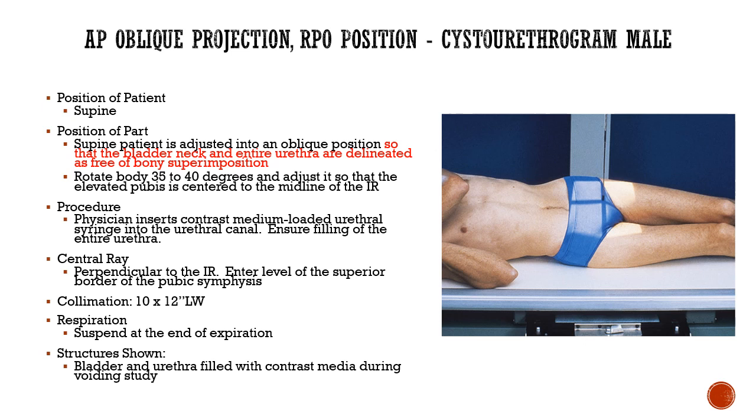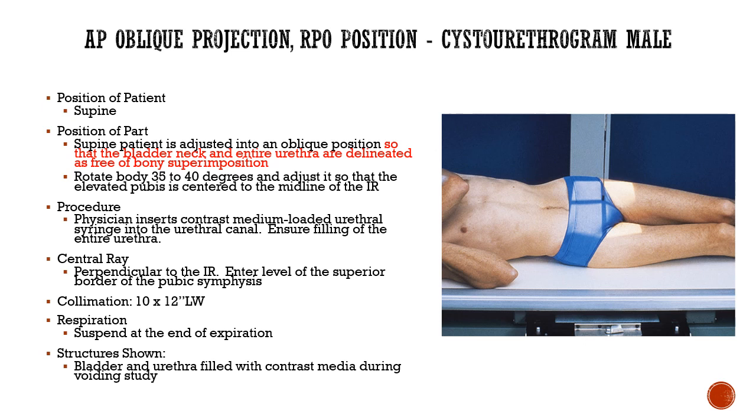So for the male, we're going to perform an RPO position. The patient is supine, and we're going to have them adjust into an oblique position so the bladder neck and entire urethra are delineated free of superimposition. We're going to rotate the body 35 to 40 degrees and adjust it so that the elevated pubis is centered to the midline of the image receptor.